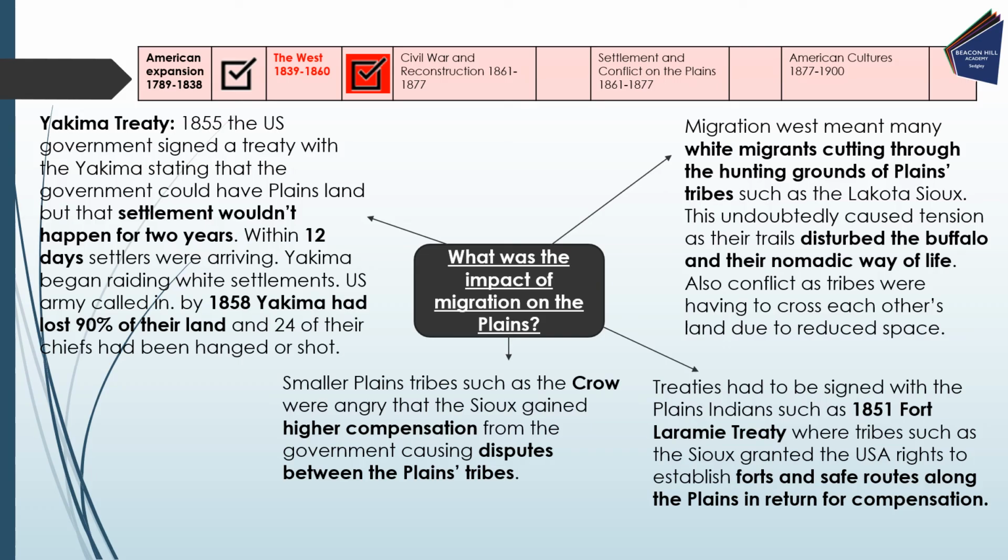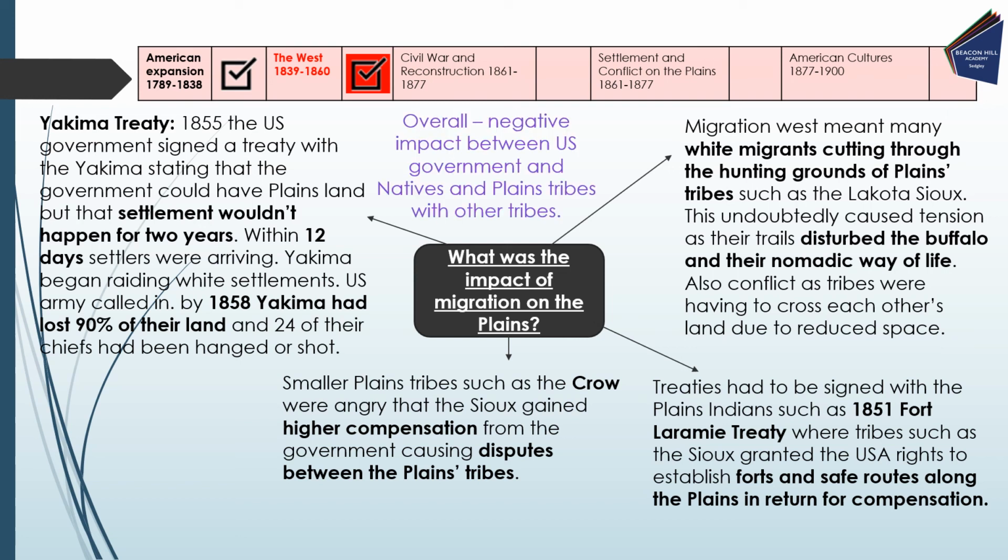So that is a really specific example that explains really the magnitude of the impact of migration on the natives. So the Yakima Treaty would be a really good specific piece of evidence to explain in the exam. So overall, it is a completely negative impact as a result of migration between the US government and the natives and Plains tribes, with other tribes as well.